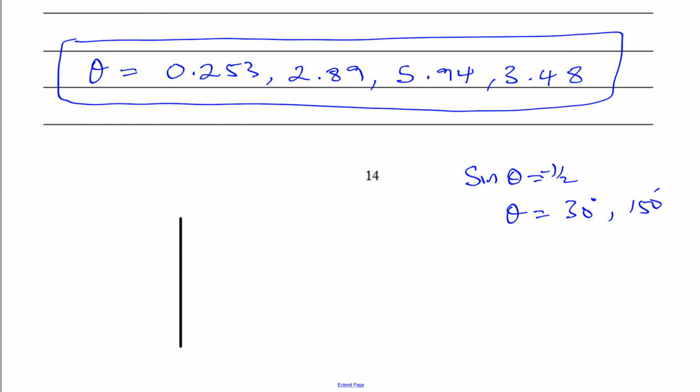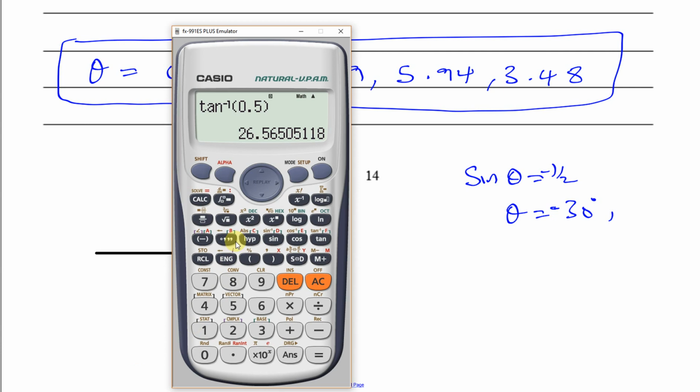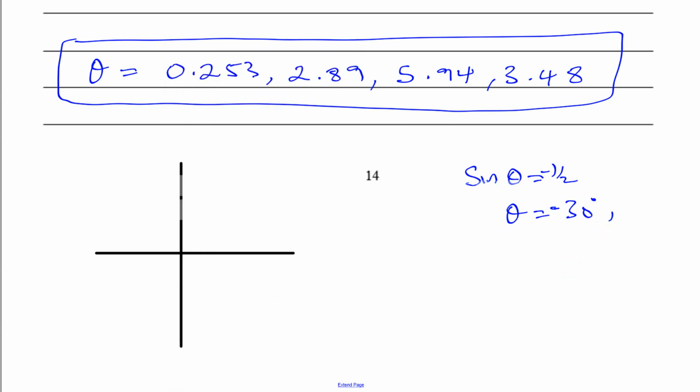Supposing it was sine theta equals negative a half. So theta will come out as minus 30 in your calculator. You can try it if you want. You're going to have shift sine of minus a half. It's going to give you negative 30 degrees. Negative 30 degrees is over here.